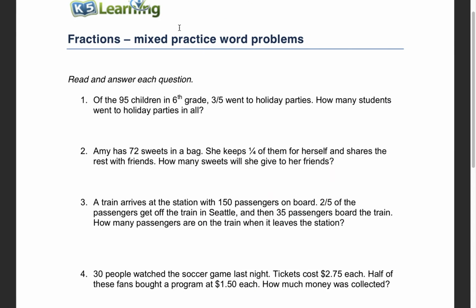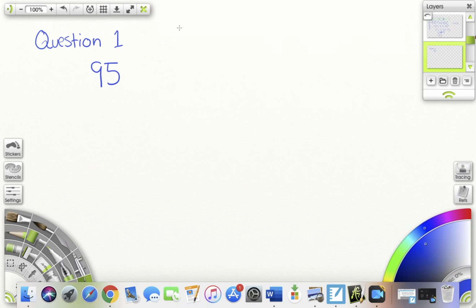Okay. 3/5 went to holiday parties. How many went to holiday parties in all? So there's 95 kids in the sixth grade, and 3/5 of them went to the holiday party. We need to figure out what is 3/5 of 95.